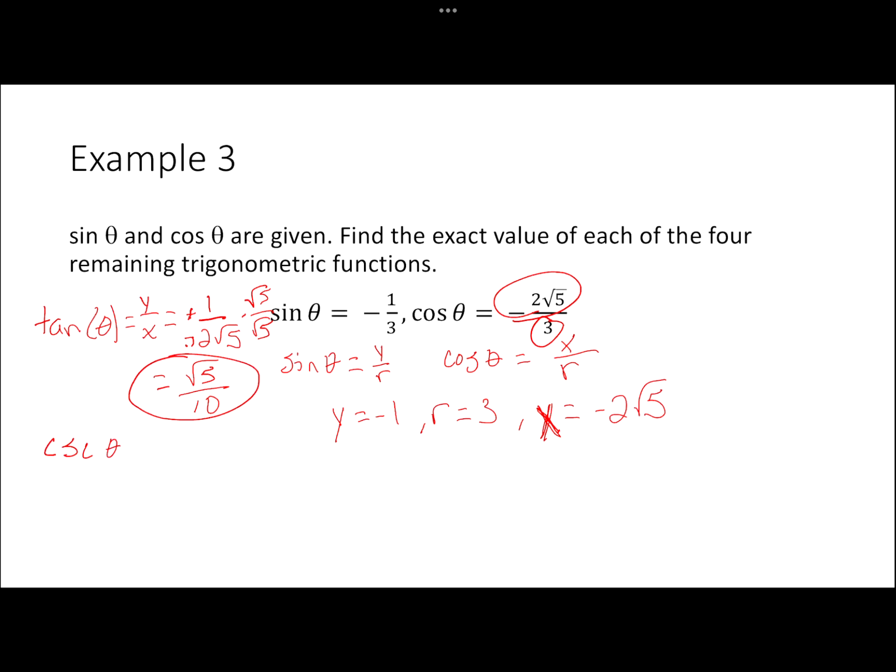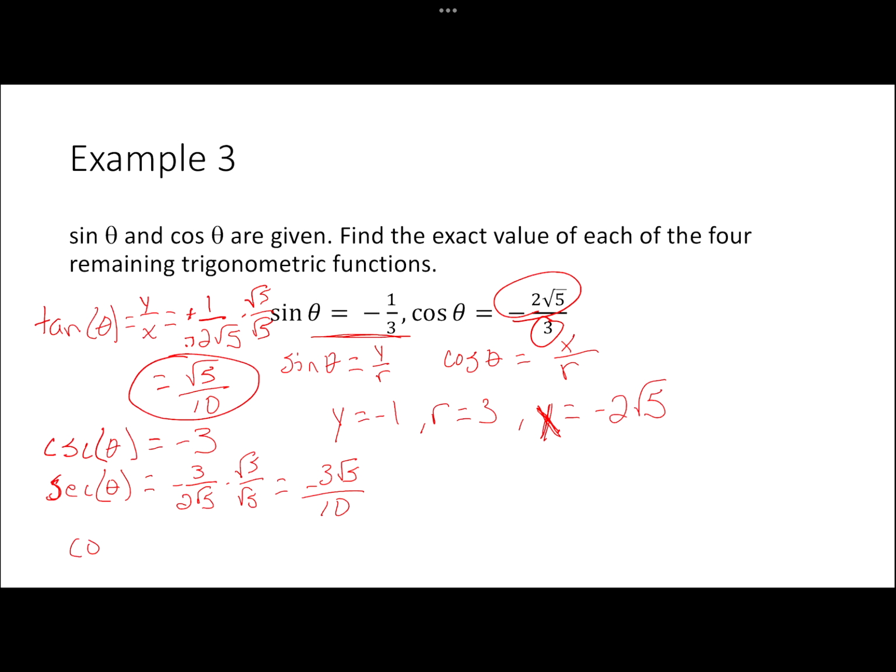Cosecant of theta, remember, cosecant is the reciprocal of our sine. If sine is negative 1/3, cosecant is negative 3. Secant theta is the reciprocal of our cosine. So it would be negative 3 over 2 rad 5. Again, I can't have the rad 5, so multiply by rad 5 on top and bottom. That gives me negative 3 rad 5 over 10 for my secant.